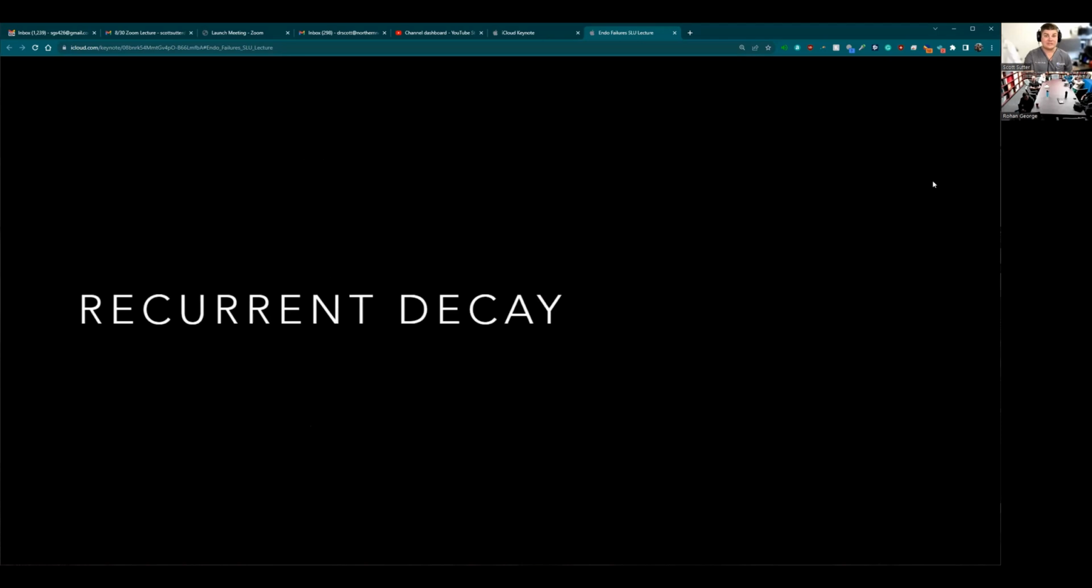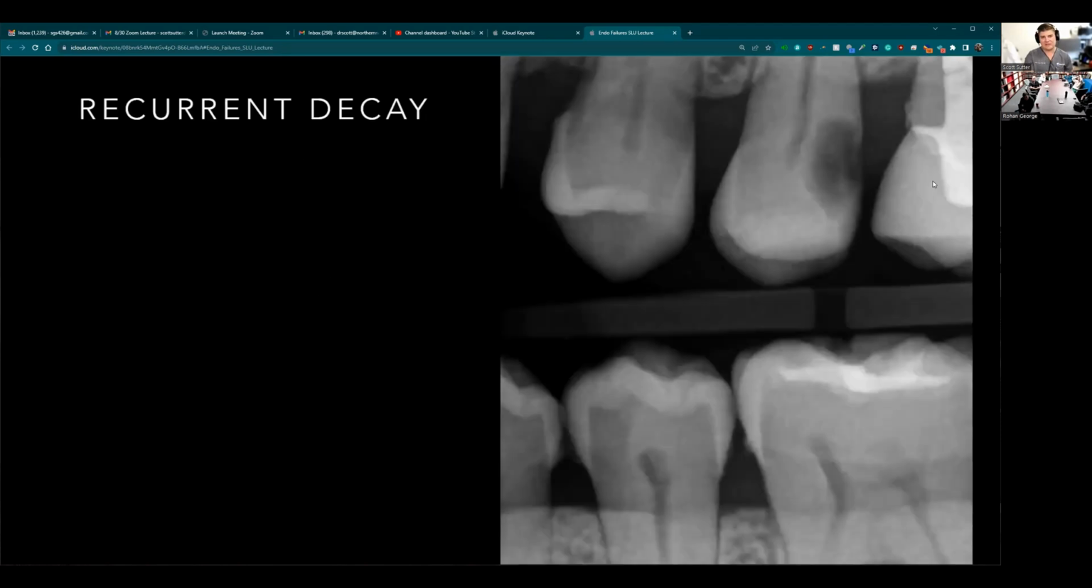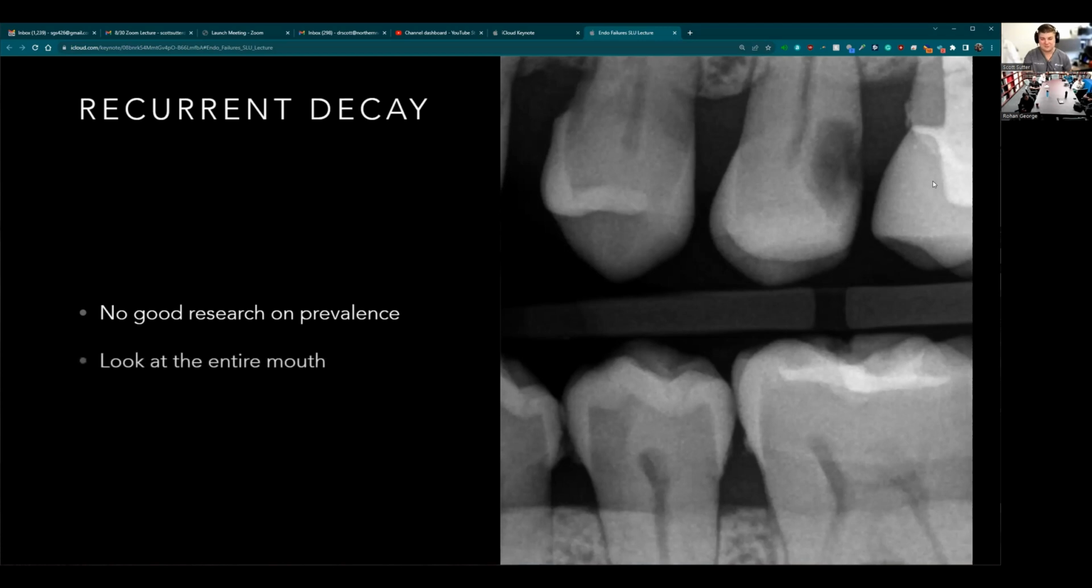All right, recurrent decay. We do see this quite a lot. And the problem is there's really no good research on prevalence. Most of the caries studies are not great. If you have patients who come in with really bad decay, it's tough as well. The other thing I recommend is that you need to look at the entire mouth. So right now on the x-ray I have up there, that was the only tooth that had an issue. So let's take care of it, do the root canal, it's good.